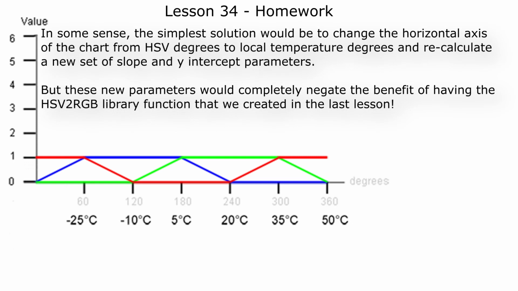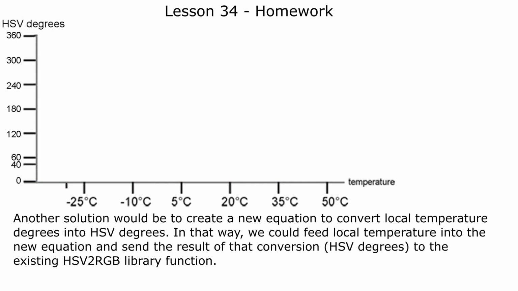In some sense, the simplest solution would be to change the horizontal axis of the chart from HSV degrees to local temperature degrees and recalculate a new set of slope and y-intercept parameters. But these new parameters would completely negate the benefit of having the HSV to RGB library function that we created in the last lesson. Another solution would be to create a new equation to convert local temperature degrees into HSV degrees. In that way, we could feed local temperature into the new equation and send the result of that conversion, which would be HSV degrees, to the existing HSV to RGB library function.